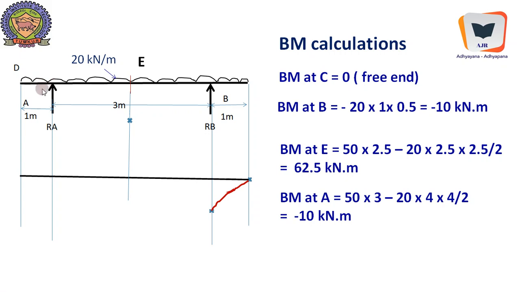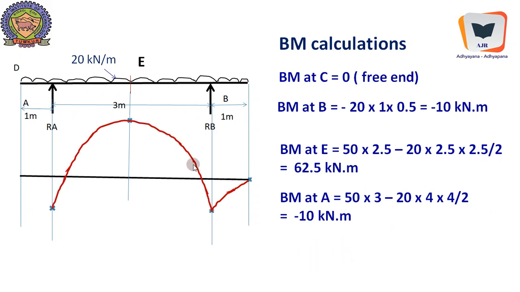It becomes 20 into 1 into 0.5. It should be minus 10. So let us see what is the value. So 50 into 3, it's a positive bending moment due to this particular reaction, minus 20 into 4. 3 plus 1 is 4. 4 by 2, it becomes minus 10 kilonewton meter.